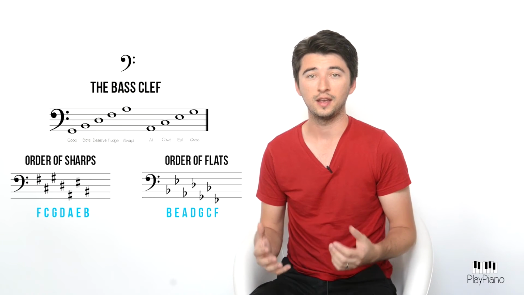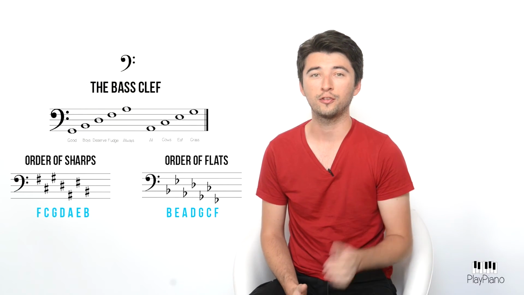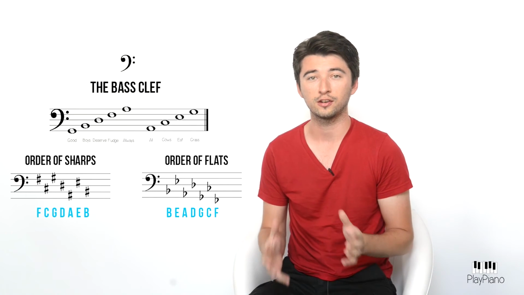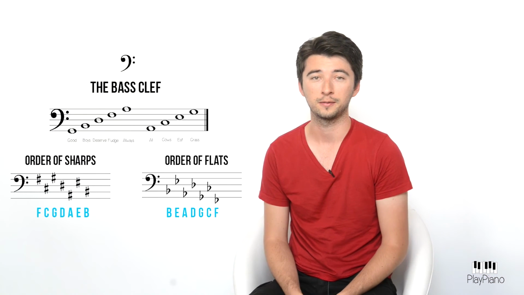For simplicity, we are working with the treble clef, but there are also key signatures written in the bass clef. Here's the order of flats and sharps in the bass clef. I would personally recommend that you modify your key signatures exercise that's in the material section to include bass clef as well as treble clef so you are more well-rounded.